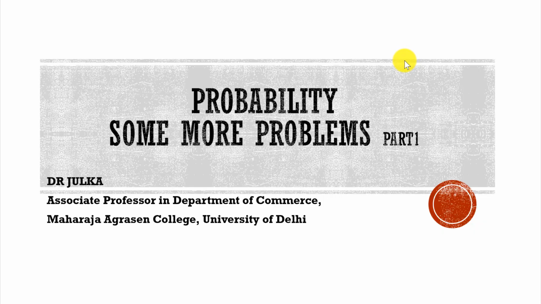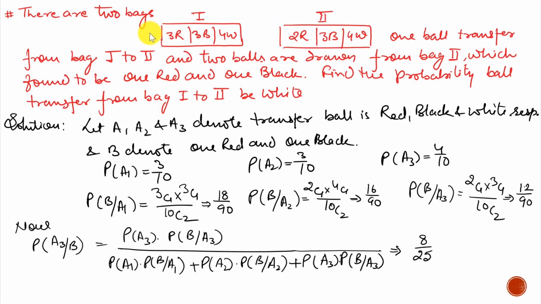Today's topic is probability. Today we will discuss some more complex problems of probability. Example first. There are two bags, bag first and bag second. In bag first we have 3 red, 3 black and 4 white. In bag second we have 2 red, 3 black and 4 white. One ball is transferred from bag first to second and two balls are drawn from bag second, which are found to be 1 red and 1 black. Find the probability that the ball transferred from bag first to second is white.